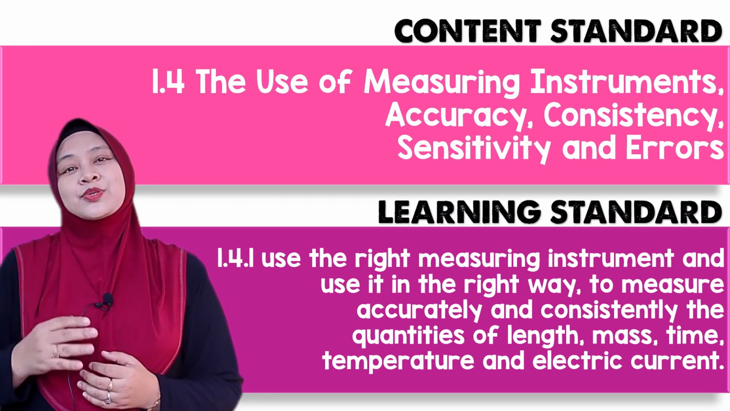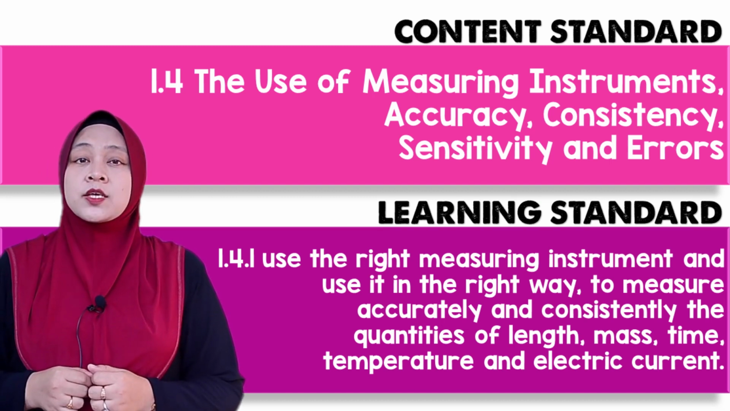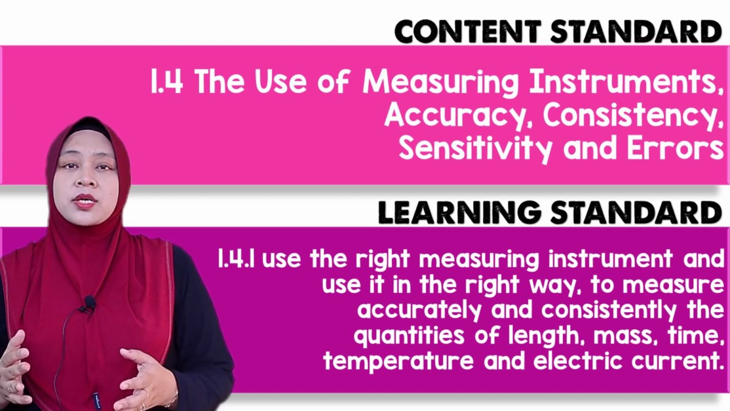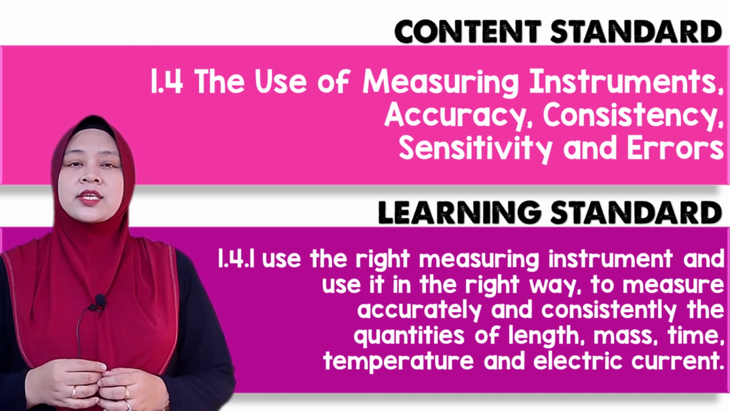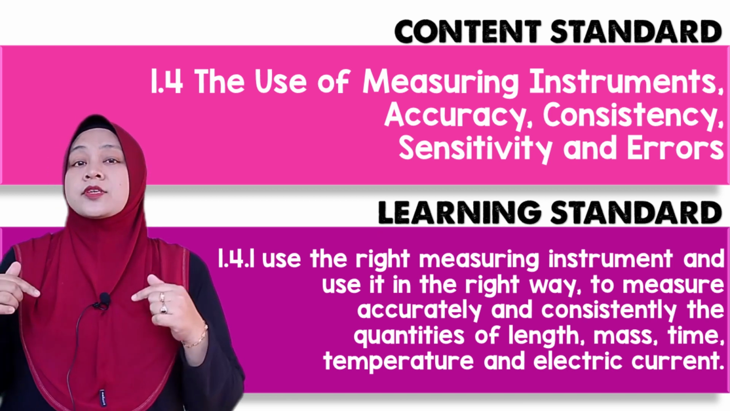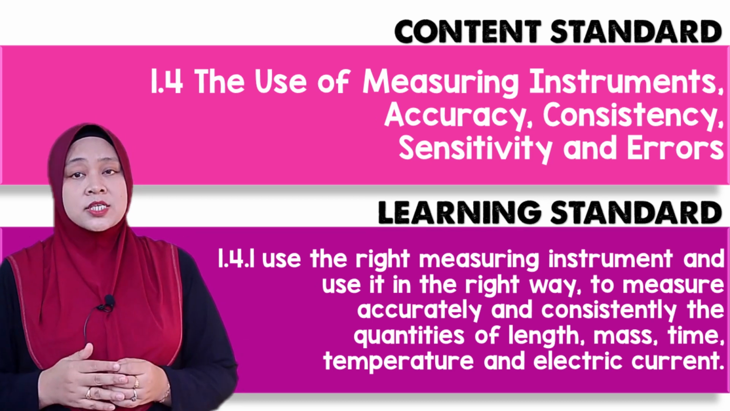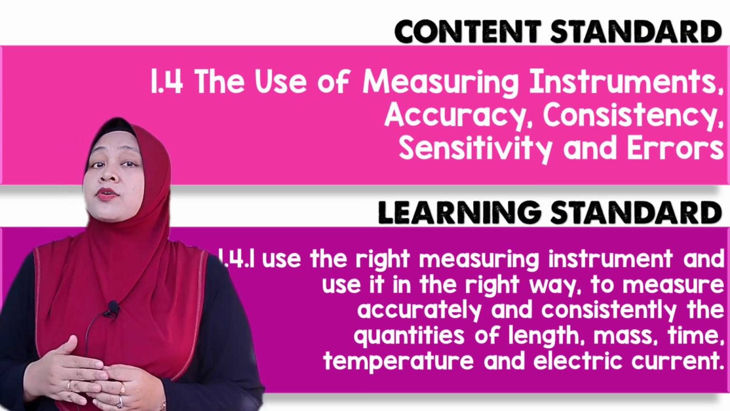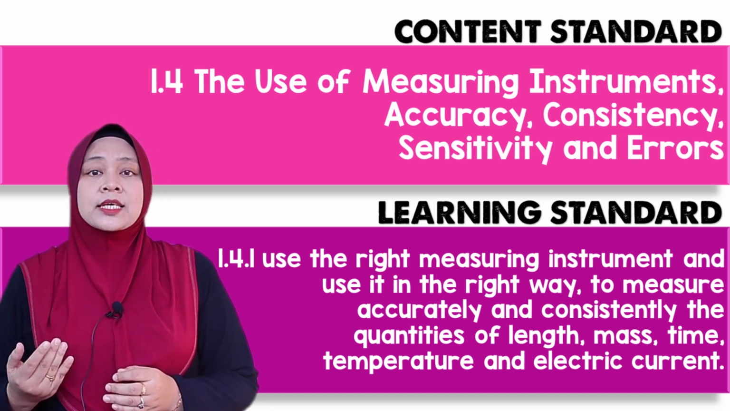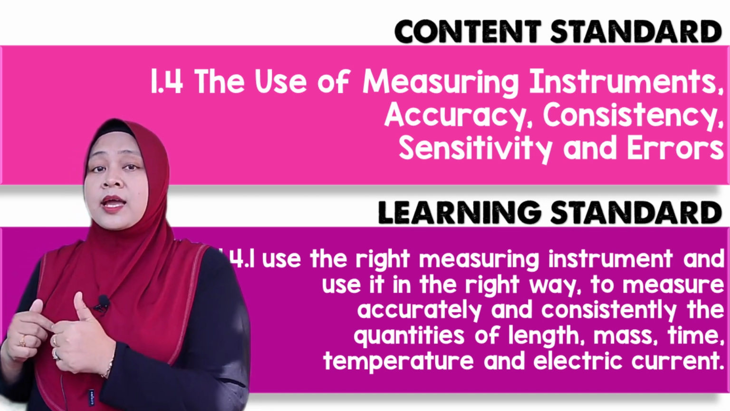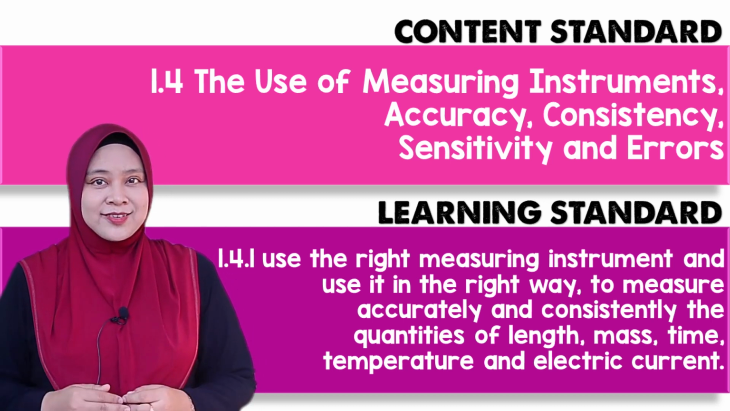We go further to the next subtopic in this chapter, which is 1.4, the use of measuring instrument, accuracy, consistency, sensitivity, and errors. In this video, I will explain to you how to use the right measuring instrument and use it in the right way to measure accurately and consistently the quantities of length, mass, time, temperature, and electric current.